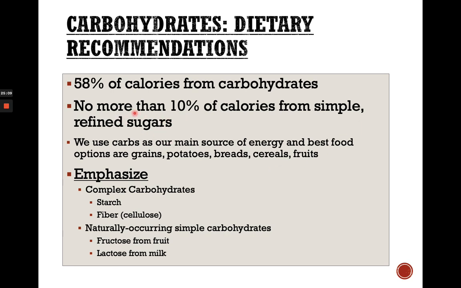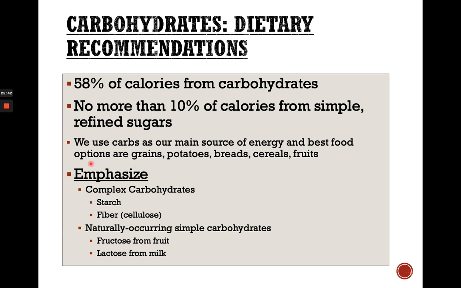But this is the big one. No more than 10% of calories from simple refined sugars. So this is like table sugar. If your diet consists of jelly beans and cookies all day long, that's going to be way more than 10% coming from table sugar. So we want to eat foods that are high in complex carbohydrates. Grains, potatoes, breads, cereals, fruits that have a variety of carbohydrates.